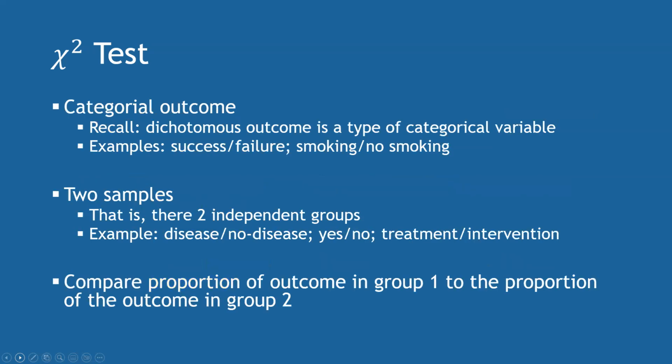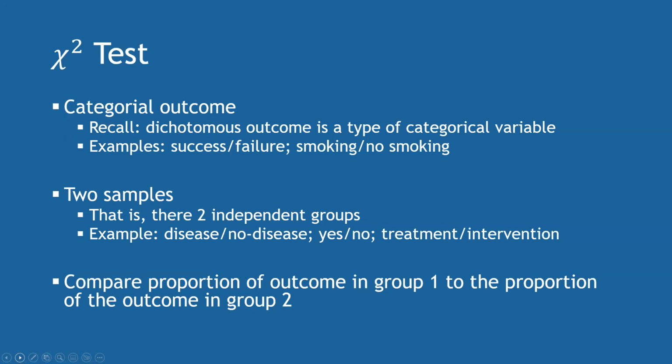So we said that the chi-square test is for two categorical variables. The first categorical variable is going to be our categorical outcome. So remember that we have been looking at a lot of dichotomous outcomes in this class. And so a dichotomous outcome is a type of categorical variable. So you can use this test whenever you have a dichotomous outcome. But I want to make you aware that you could have multiple outcomes instead of just two, and it would also work. However, we're going to focus primarily on dichotomous outcomes.